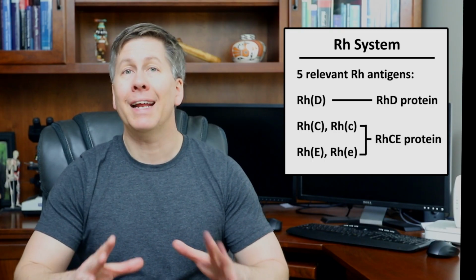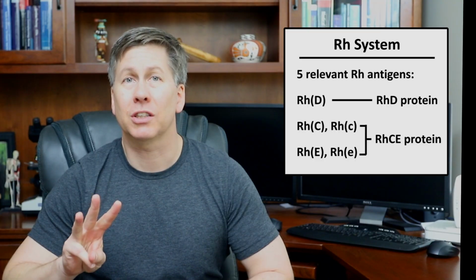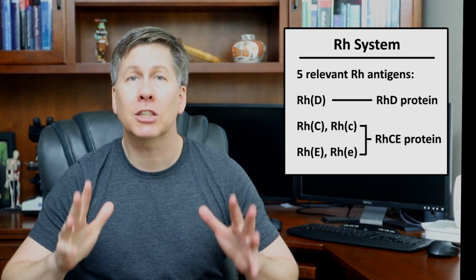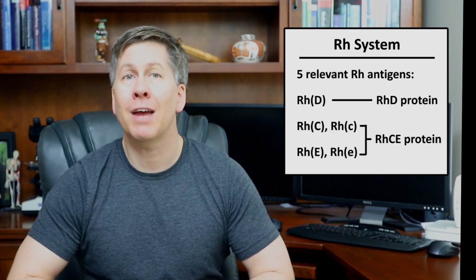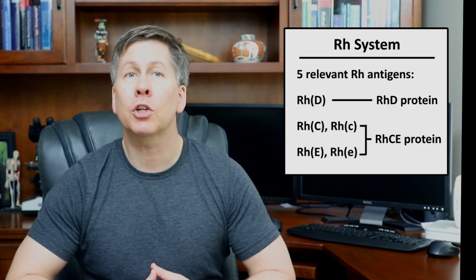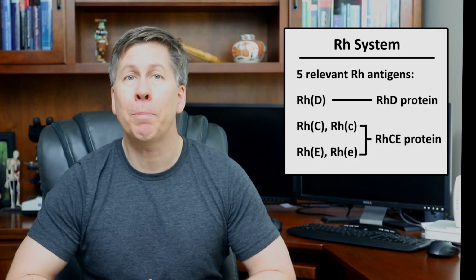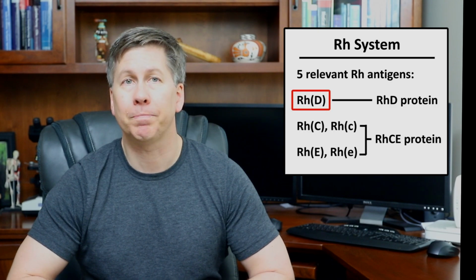Now, as complicated as the ABO system might have seemed, that involved just 3 antigens. The Rh system is substantially more complicated. But luckily, while the mentioned 5 antigens are the ones that are at all clinically relevant, most of the clinical relevance of the Rh system is dependent upon just the presence or absence of the D antigen.